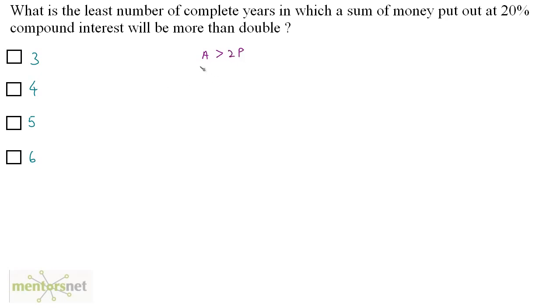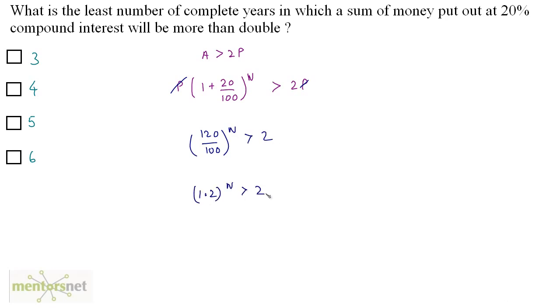Well, the formula for amount is P into 1 plus R, the rate is 20%, so 20 by 100, raised to N. And this should be greater than twice P. And we have to find out the value of N, the number of years. So this P and this P get cancelled out. We have 1 plus 20 by 100, that is 120 by 100, raised to N greater than 2. So this is 1.2 raised to N, which is greater than 2.